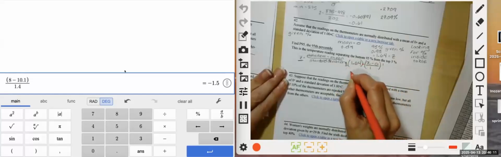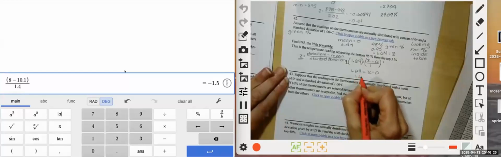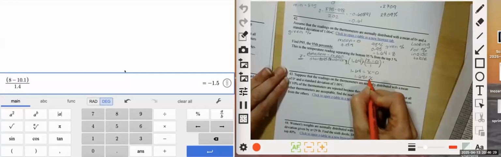All right, so I'm just going to go through all the steps of working this out, although this one kind of works out nice. Going to multiply both sides by 1 to get rid of this 1 down here. So 1 times 1.64 is just 1.64. 1 times that 1 is nothing, equals X minus 0. So 1.64 equals X. And that's our answer.